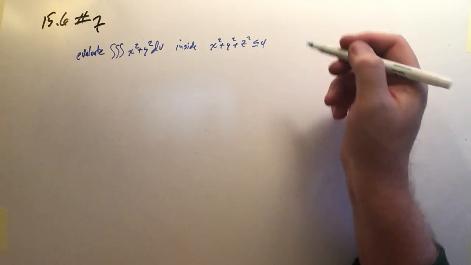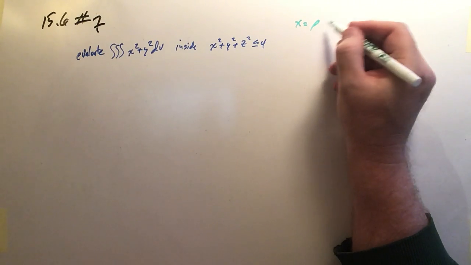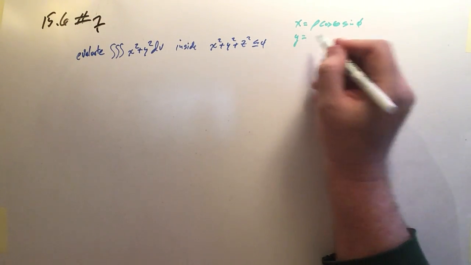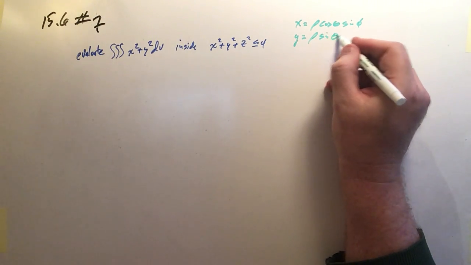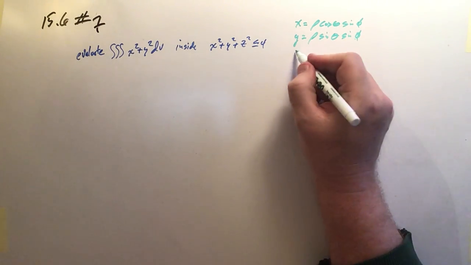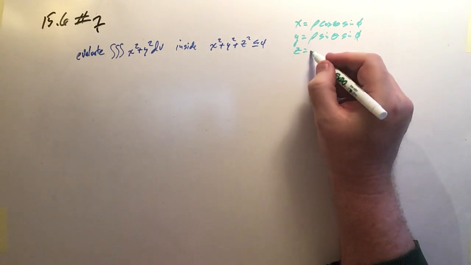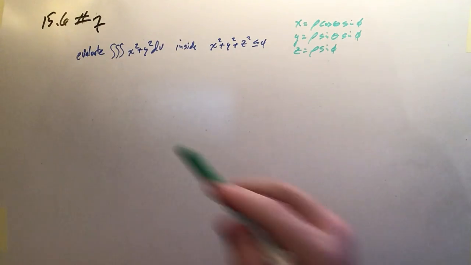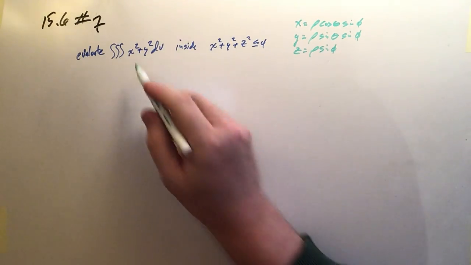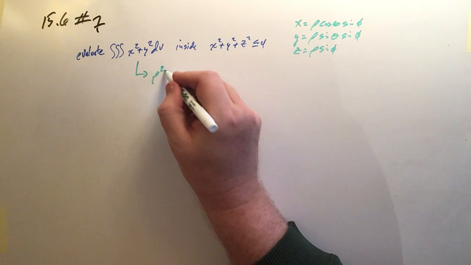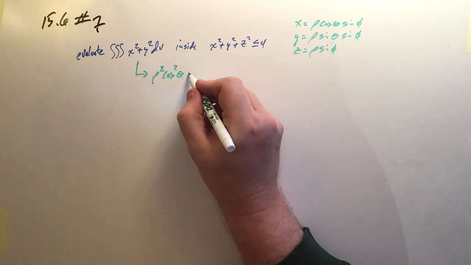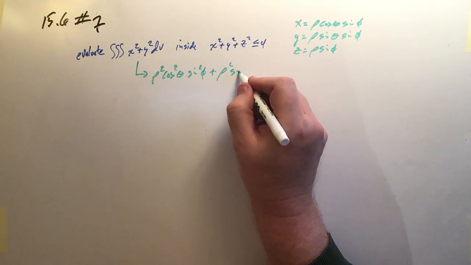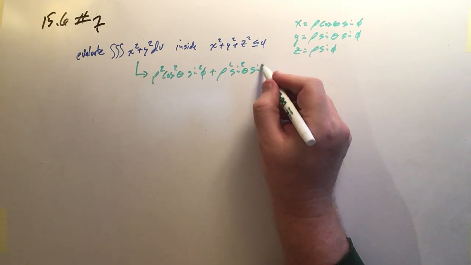Okay, so to do the conversion, let's recall that x is equal to rho cosine theta sine phi, and y is equal to rho sine theta sine phi. And if we had to substitute for a z, which we don't have to here, it's rho cosine phi. Okay, so using those, we can see that this integrand here is x squared plus y squared, so that's going to be rho squared cosine squared theta sine squared phi plus rho squared sine squared theta sine squared phi.